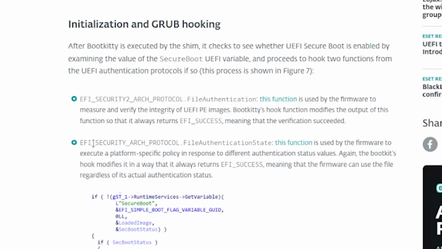And that is used by the firmware to execute a platform-specific policy in response to different authentication status values. So again, it hooks it in a way where it always returns something known as EFI success, meaning that the firmware can use the file regardless of whatever the authentication state actually is.